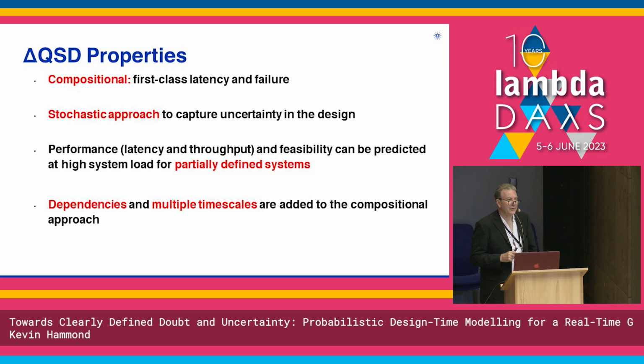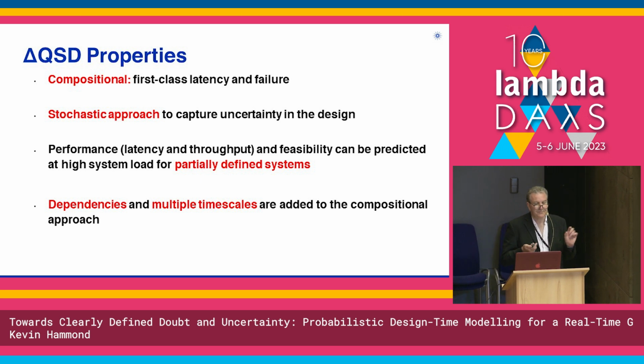So what are the properties of ΔQSD, the ΔQ system design methodology? Well, it's compositional. It has the concepts of first-class latency and failure. So we're focusing primarily on performance properties rather than functional properties. This already brings the design methodology into an unusual space because people typically don't even think about performance when they're designing the system. But a system that doesn't perform well enough in many areas is simply unusable. Don't leave it to the last minute to think about your performance.